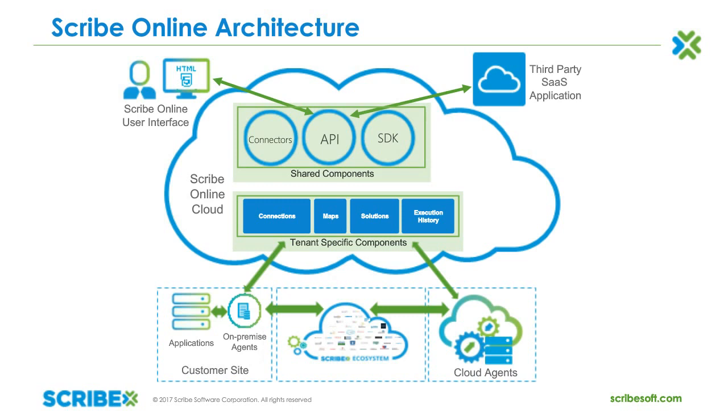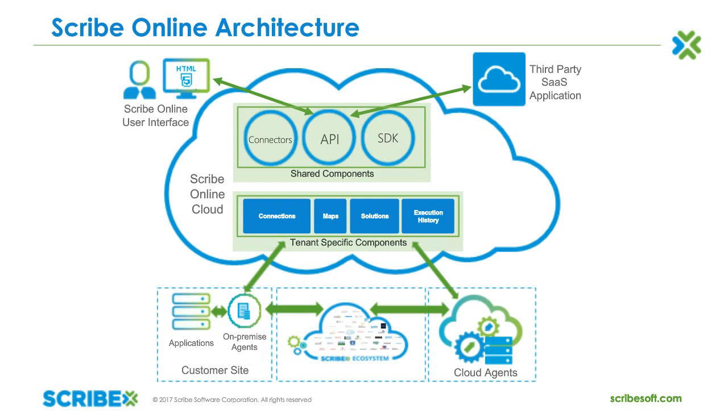The other piece of the cloud in the lower right is the cloud agents. So those are really the same code as an on-premise agent. They just happen to live in the Scribe cloud, and we maintain that for you. So you don't have to worry about anything, really. You just click a button in the UI, and then the cloud agent is available to you.